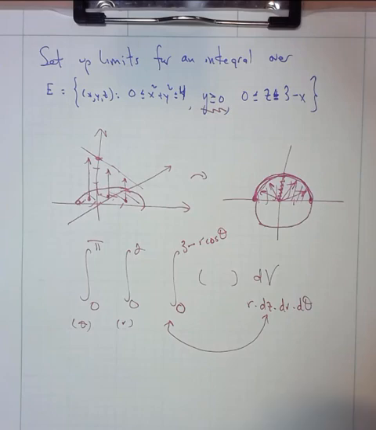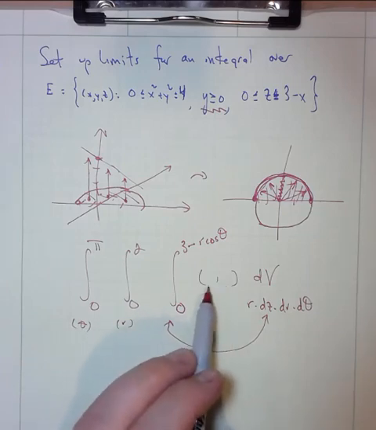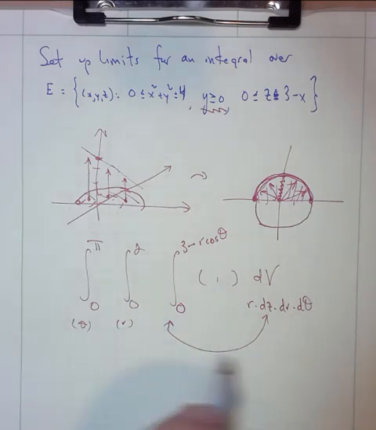And then if we were asked for the volume of this region, well, we would just integrate the function 1. If we were asked for an integral of some other function to accumulate the values of that function over the region, we would put in the cylindrical form of that function right there and then crank this thing out.